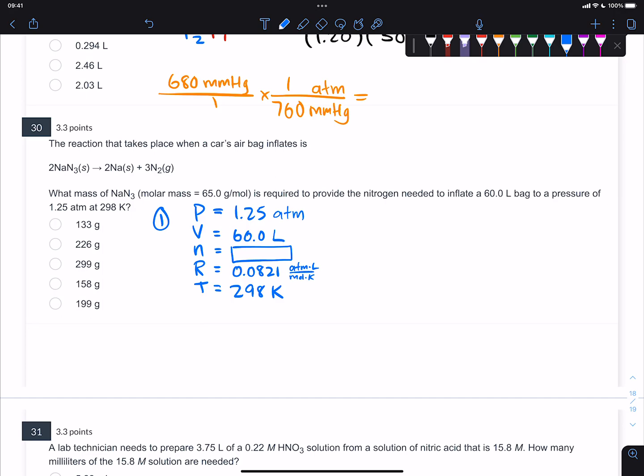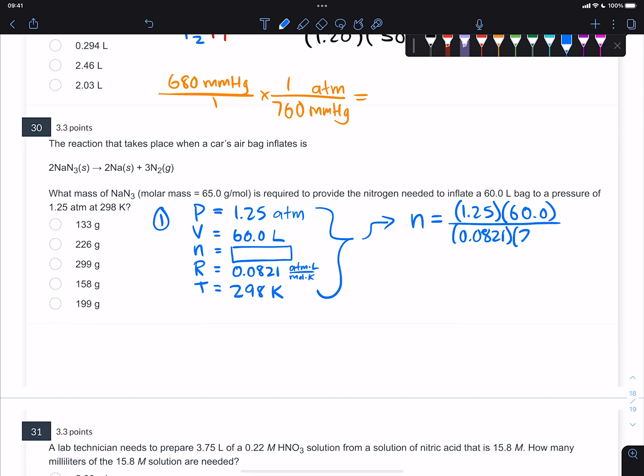Now notice how if you set up your ideal gas law equation and you don't have n, that's really easy to do. So all of this is for n. n is going to be equal to PV divided by RT, so pressure, 1.25, V, 60. R is not given, but it's probably going to be in your constants, 0.0821, and then T, 298. So all of that together gives you how many moles of gas there are.